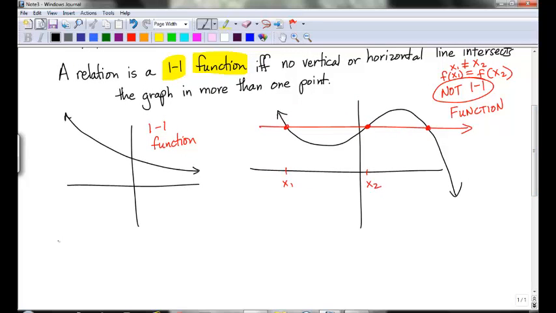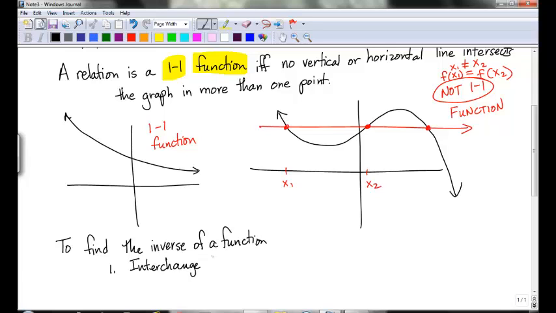The next thing the author, and we've talked about this in pre-calc, is to find the inverse of a function. Algebraically, in function mode, you do two things. You interchange the x and y, and then solve for y. And that will be the inverse.